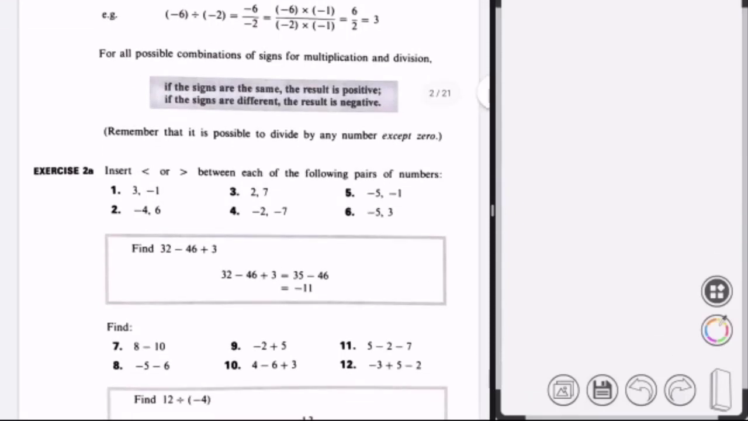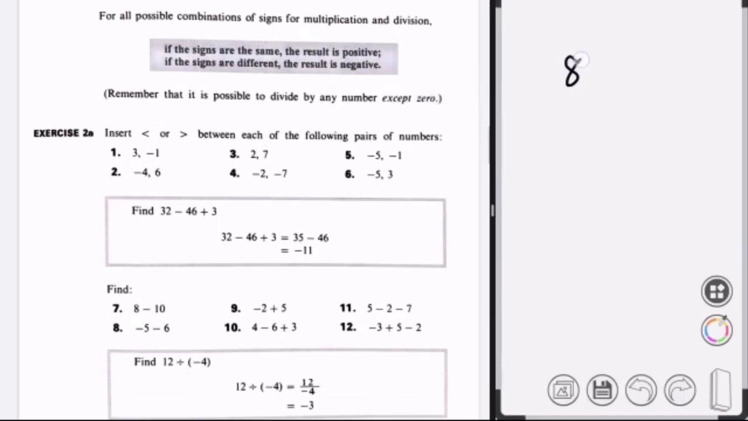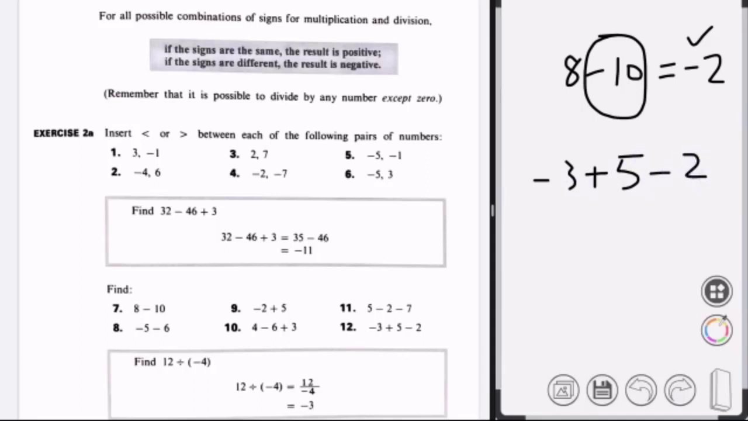Here, question number 1: is 3 greater or lesser than minus 1? Definitely 3 is greater than minus 1. Next, 8 minus 10 equals minus 2. Why minus 2? Because the difference is 2 and the bigger value is negative, so it takes the negative sign. Question number 12: minus 3 plus 5 minus 2. These two values are negative, so you can add them to get minus 5, plus 5. Now minus 5 plus 5 equals 0.